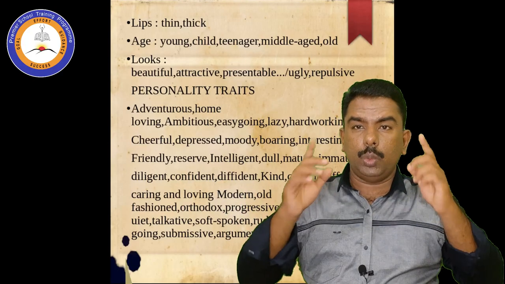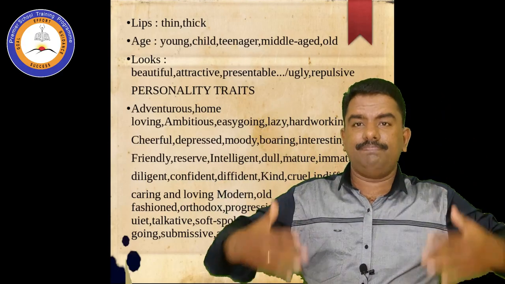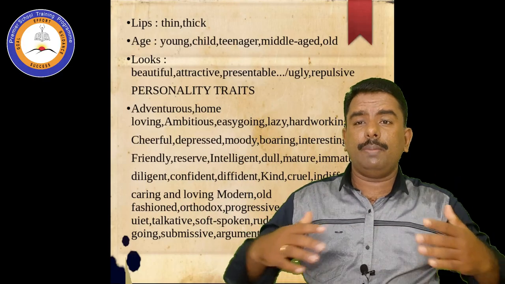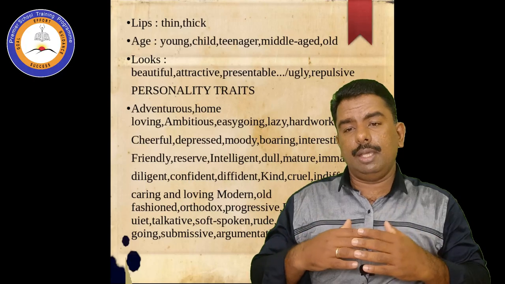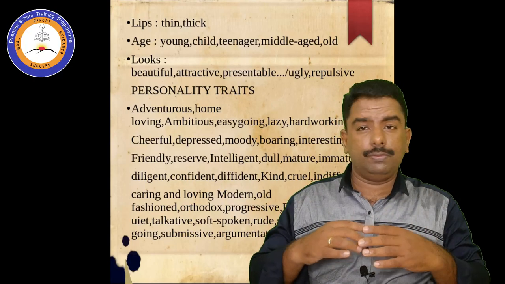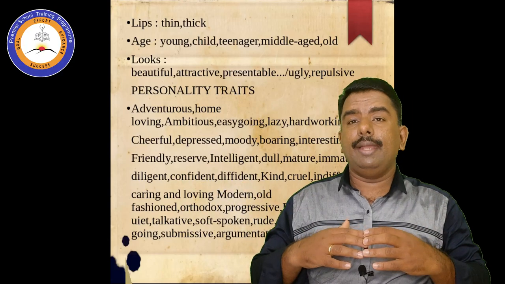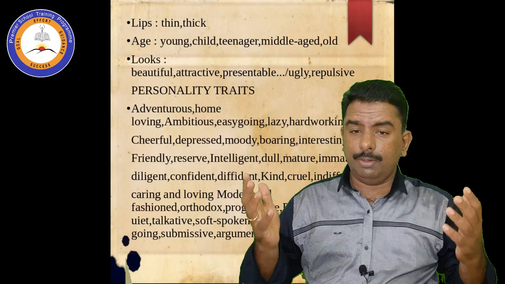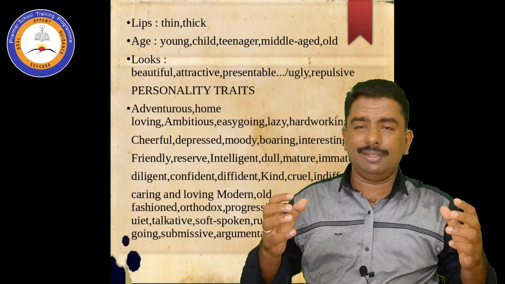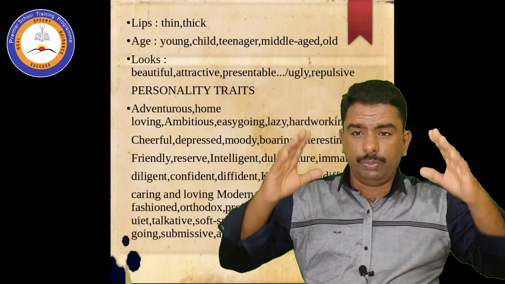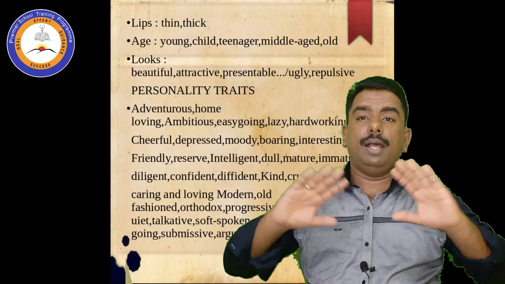And related with the looks, meaning outward appearance. If we judge persons by their outward appearance, we can say that he is beautiful, she is beautiful, Raju is beautiful, Rani is beautiful, he is an attractive person, a presentable person, an ugly person, a repulsive person. Like that, we can identify a person by the looks, the outward looks.